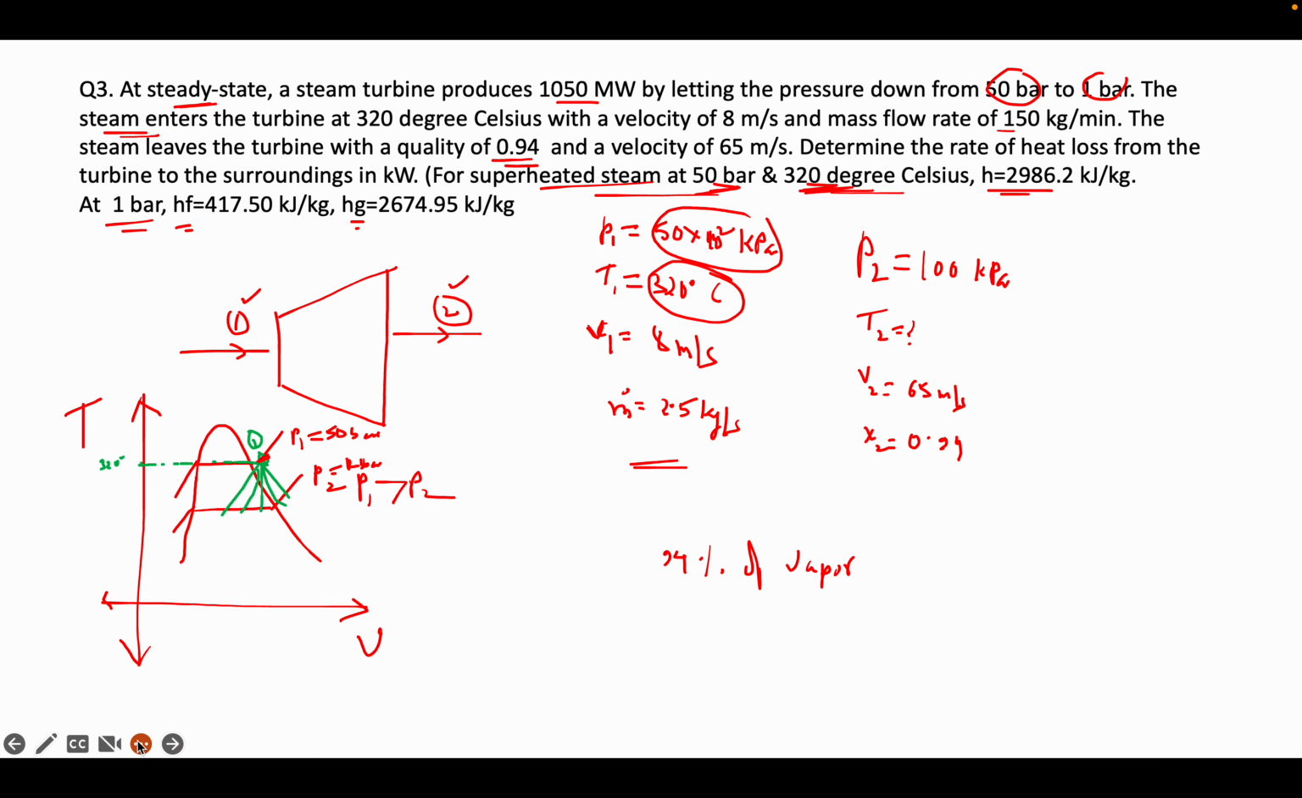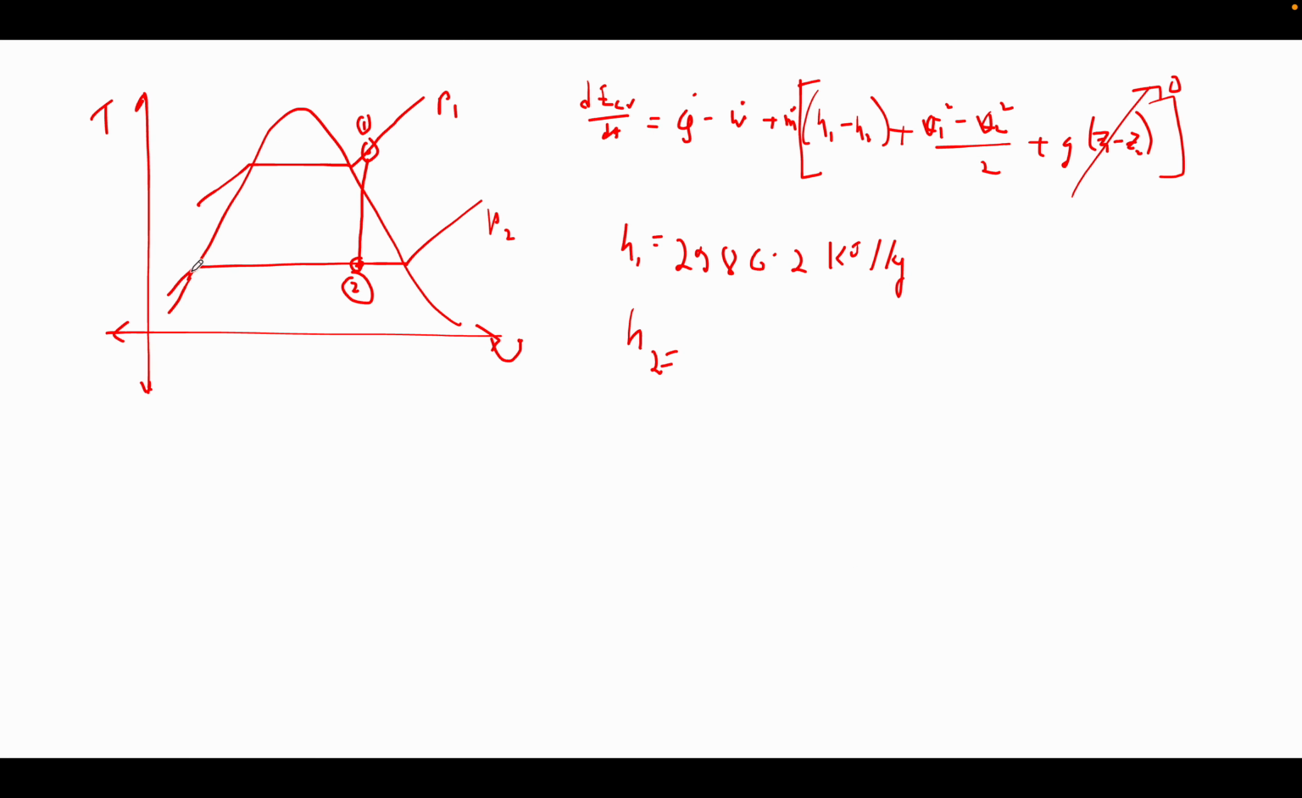Now let me show you where my Hf is. My Hf will be here because f stands for fluid, that is, the liquid state, and this is my Hg. The enthalpy up to this point is Hg, and the enthalpy from the left up to this point is Hf. And I need to calculate H2. So what will be my H2?